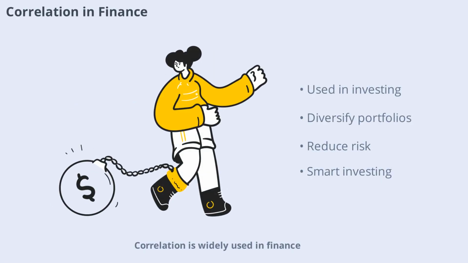Correlation is widely used in finance to understand how different assets move together. For example, investors look at the correlation between stocks and bonds to diversify their portfolios. A negative correlation can help reduce risk while a positive one might increase it. Understanding these relationships is key to smart investing.